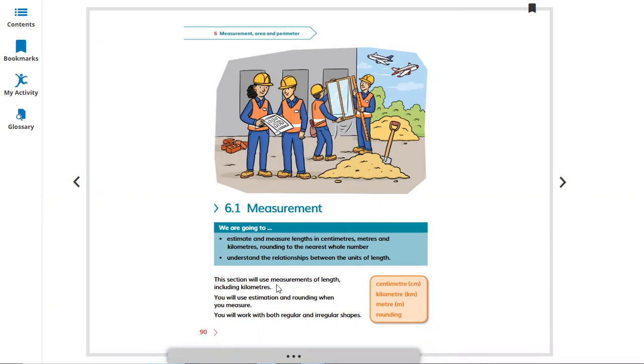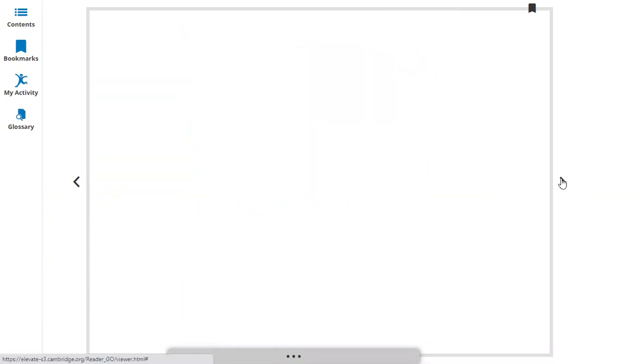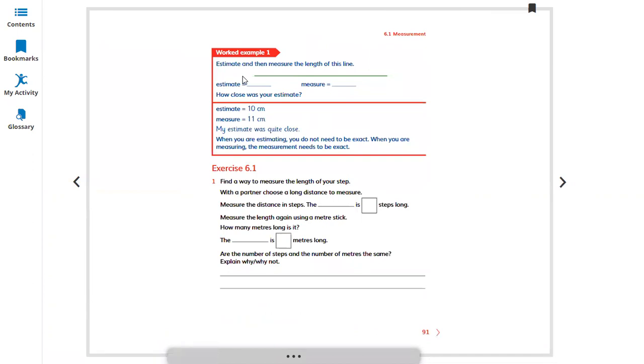This session will use measurement of length, including kilometers. You will use estimation and rounding when you measure. You will work with both regular and irregular shapes. Estimate and then measure the length of this line. Estimate and then measure. You start.